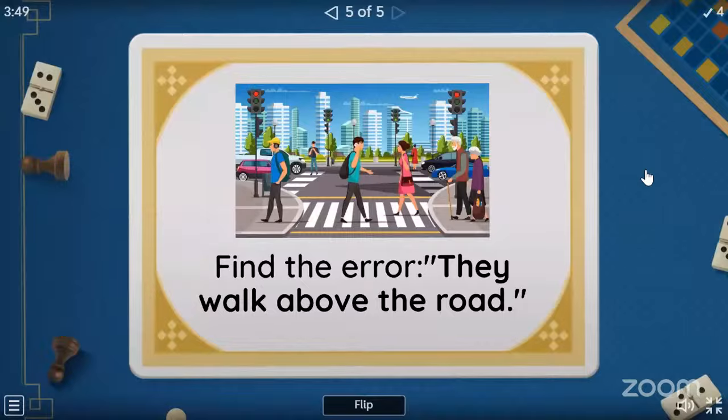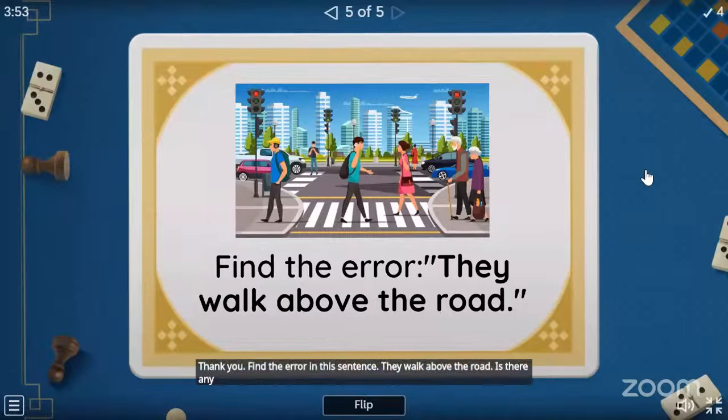Find the error in this sentence. They walk above the road. Is there any error in this sentence? They walk above the road.